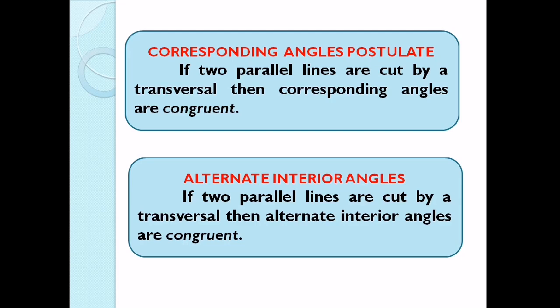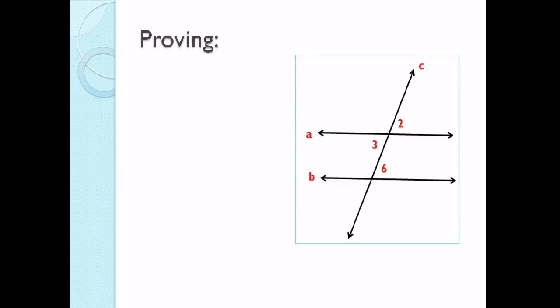So the second one is also a postulate. So alternate interior angles postulate. So if two parallel lines are cut by a transversal, then alternate interior angles are congruent. So dito sa dalawang postulate, corresponding and alternate interior angles are congruent. So let's have a simple proving. So gamitin natin yung figure kanina sa exploration activity.